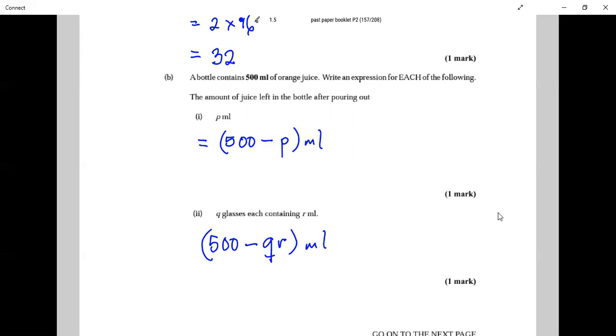So the amount left after pouring out, first you pour out what? T, so it will be 500 minus T, and then they pour out R, Q times, which is QR. All right, that's how I would interpret the question.